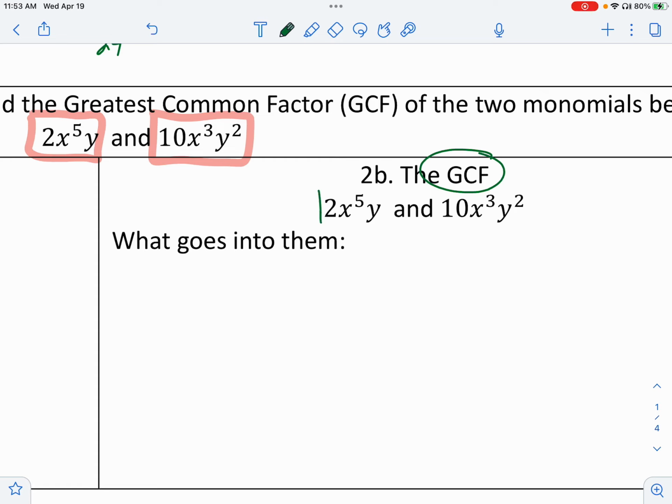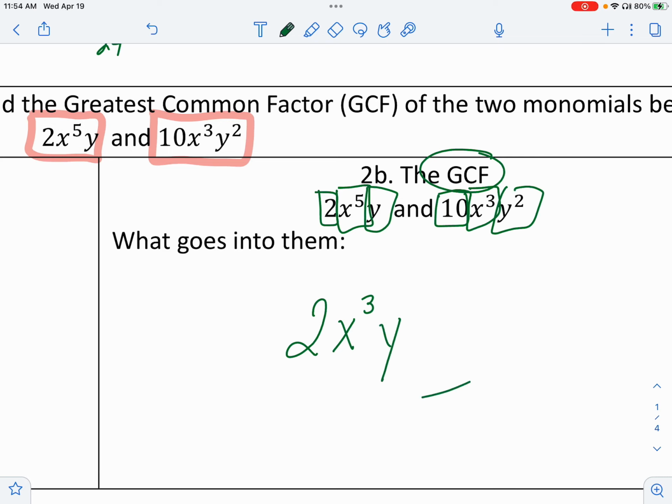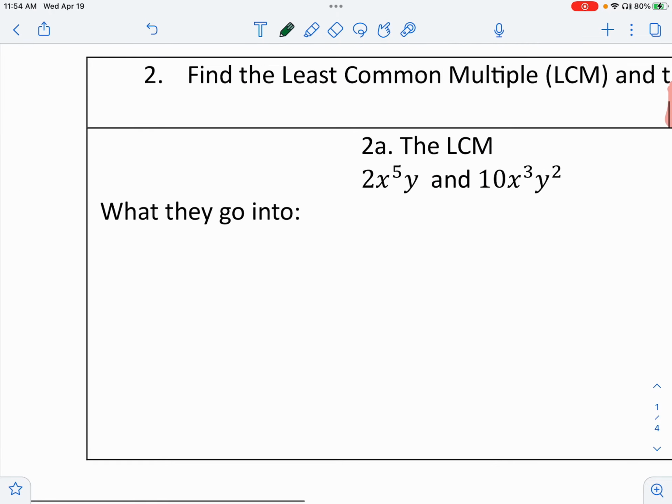Well, what goes into 2 and 10? You guys know this. The answer is 2. Should I pick x to the 5th or x to the 3rd? Definitely x to the 3rd. So it's like, what do they both have? Should I pick y or should I pick y squared? I should pick y. We just did some GCF problems, so you say what goes into them. So each of them has an x to the 3rd, each of them has a y, and each of them can be divided by 2.